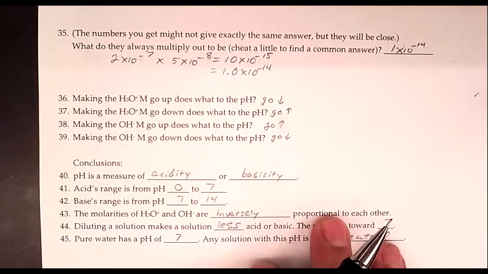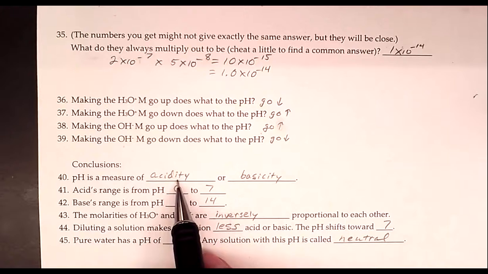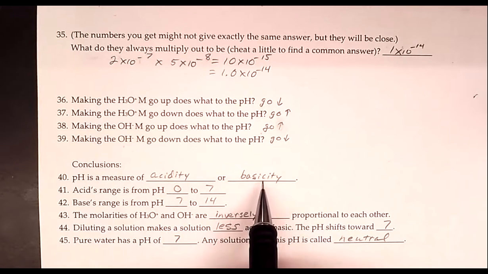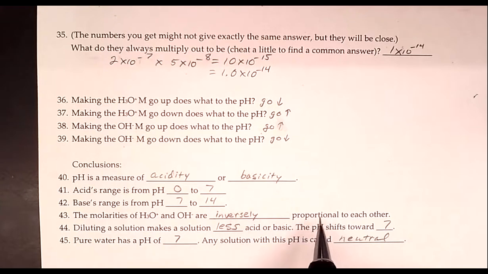So, conclusions. pH is a measure of, well, you might say acidity or basicity. I don't know if that's a word, but we'll pretend it is. Acids range from pH 0 to 7. Bases go from pH 7 to 14. And the molarities of the two are inversely proportional to each other. If one goes up, the other must go down. If one goes down halfway, the other one goes halfway up the scale.